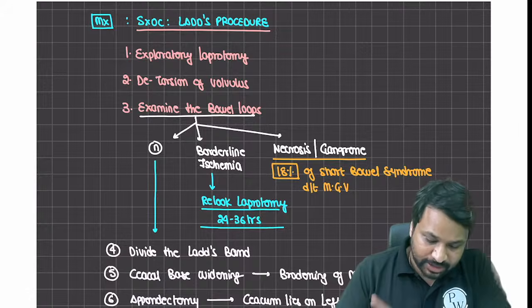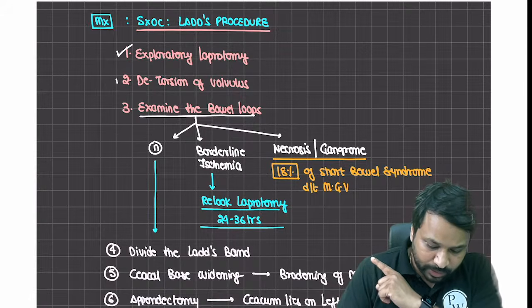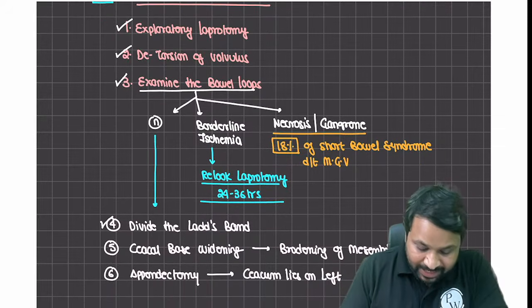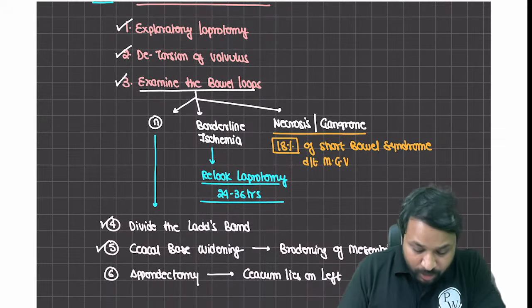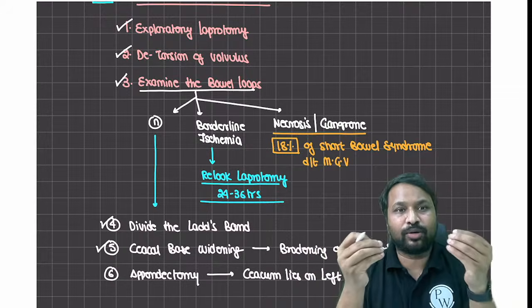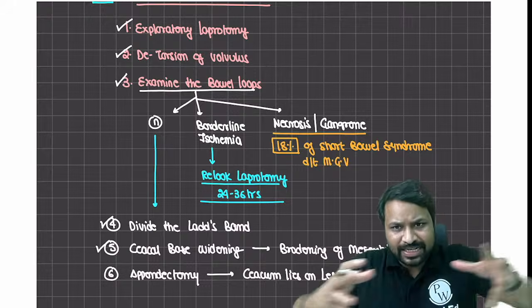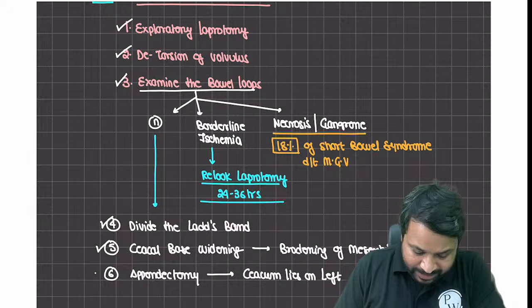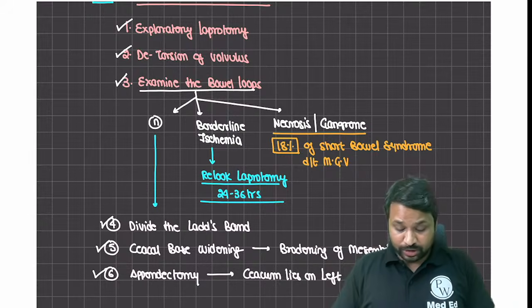In the Ladd's procedure, we are doing an exploratory laparotomy, doing a detorsion. We'll examine the bowel wall loop. If it is normal, I'll divide the Ladd's band. I will broaden the cecal base, right, by dividing the mesenteric components. So when you divide the cecal base, the mesenteric base gets widened. Widening will actually give you more space and less chance of torsion.